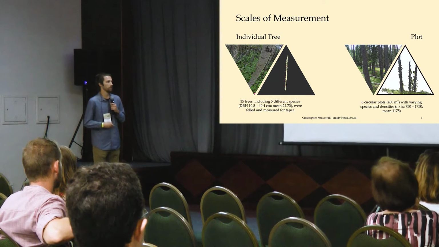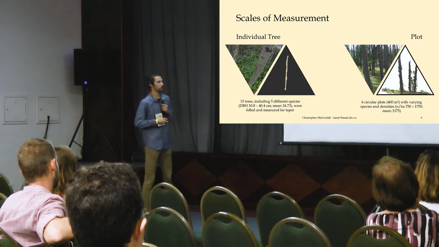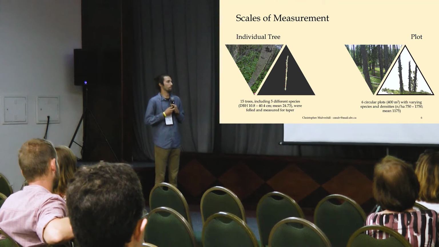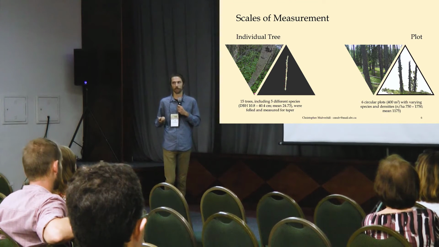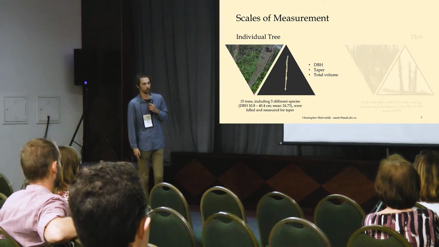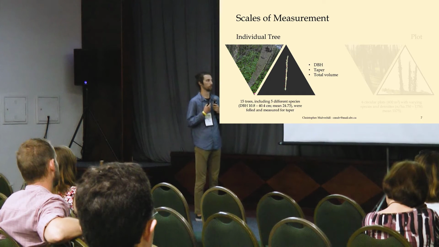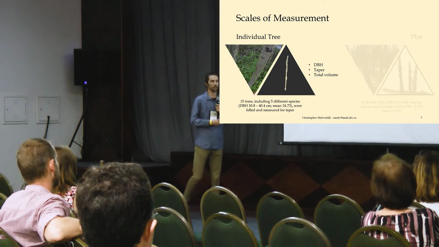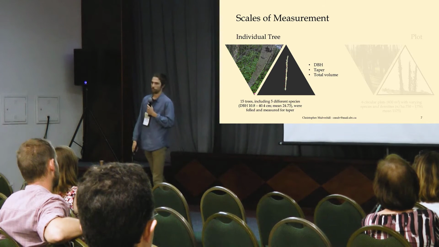So we're working with two scales of measurement that I'll talk about today. We're looking at a few individual trees that were felled and measured for taper, and we also have a plot scale that we're looking at. The goals of the individual tree portion of the study were to derive the DBH, the taper measurements of the stem, as well as the total volume.